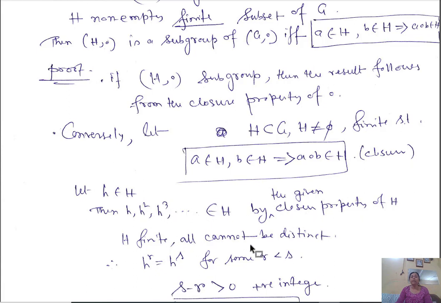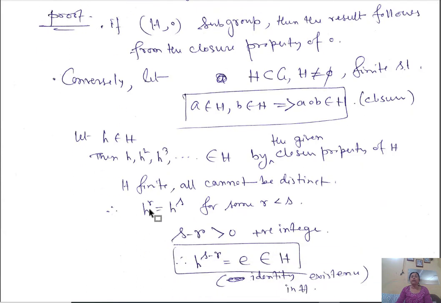So after some time I will get a scenario like h to the power r equal to h to the power s, for r less than s. It will repeat; all these cannot be distinct, somewhere it will repeat. So what we are getting from here is that s minus r greater than 0 is a positive integer for which h to the power s minus r equals e.